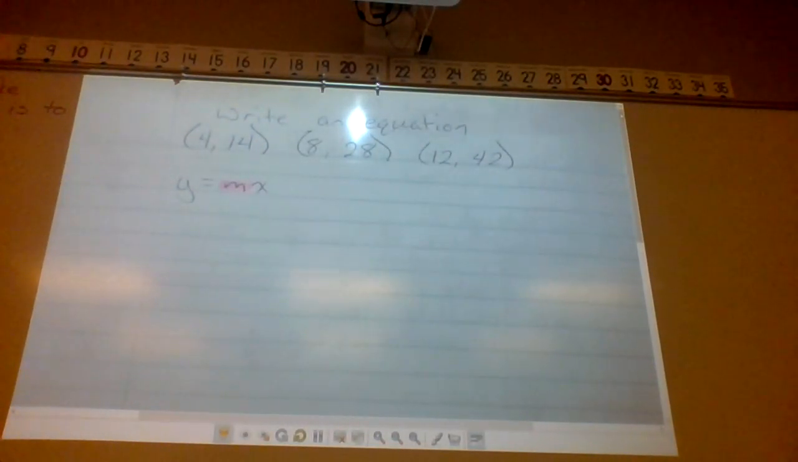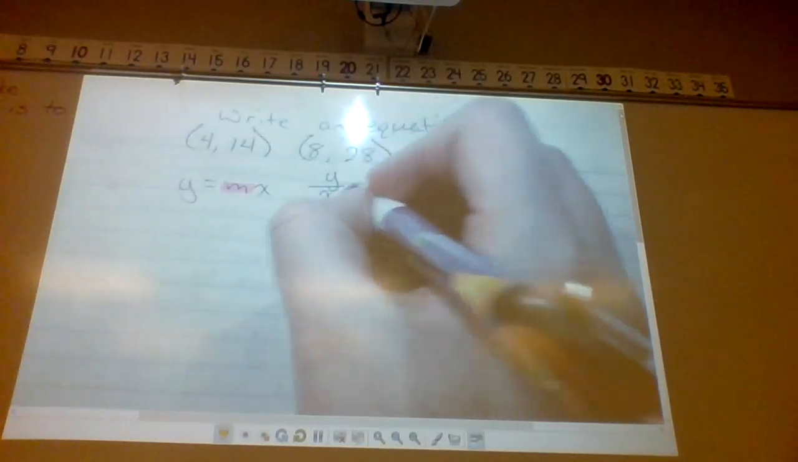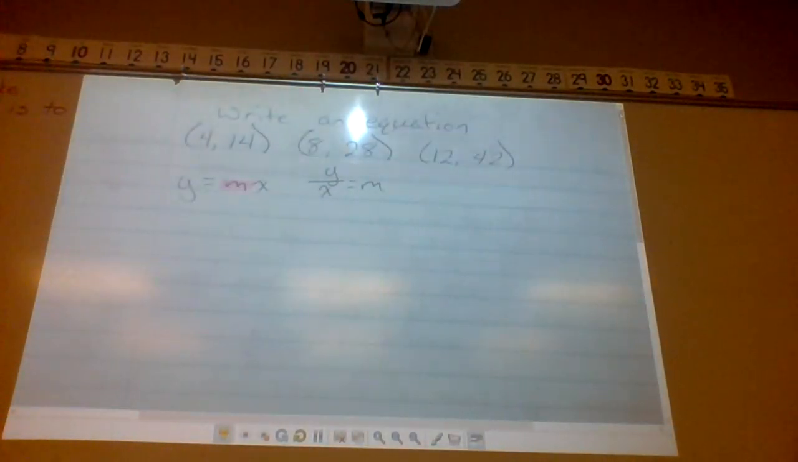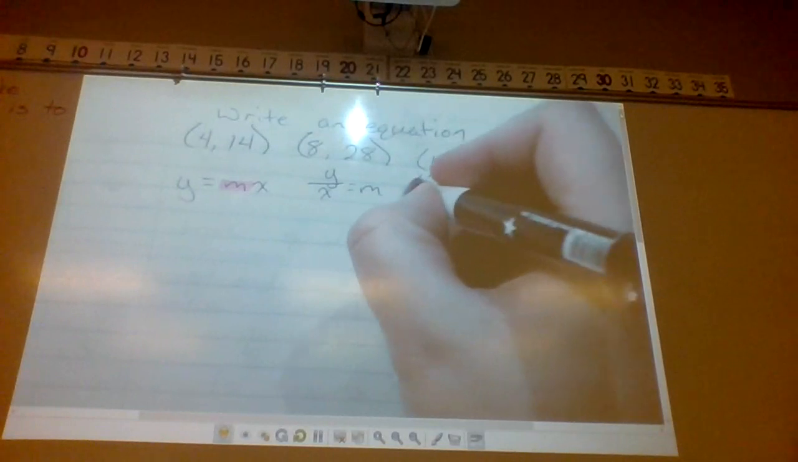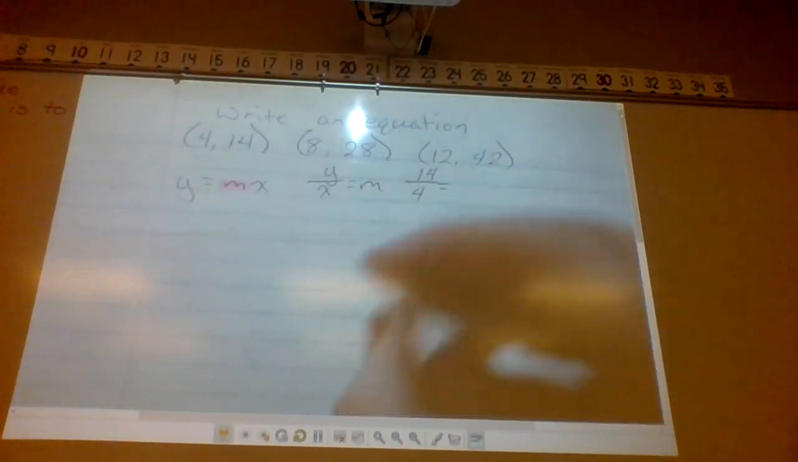M stands for the slope. M stands for the constant rate of change. M stands for direct variation, if it is a direct variation. So let's write an equation. You guys remember how to find M? Yeah. How do we find it? Y divided by X is going to equal M. So what is the first Y? 14 over 4. 14 divided by 4 equals 3 and 2/4, which equals what?